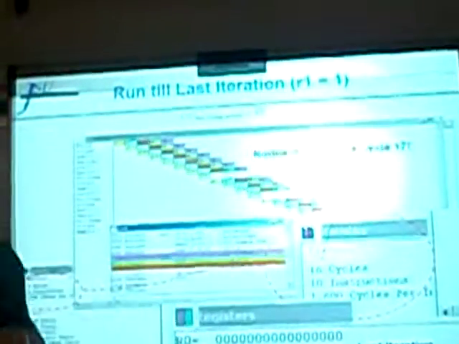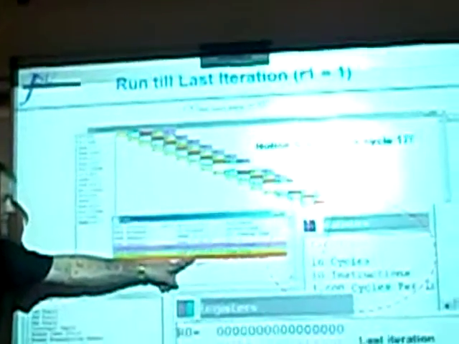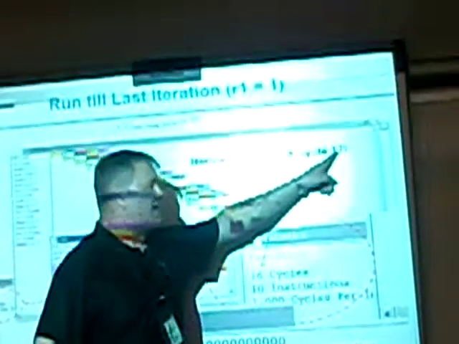F4. F4. As soon as R1 gets to 1, what do I know? It's the last loop iteration. When R1 is 1, I know that's the last iteration because that's my branch comparison down here, right? Okay. Then I notice that I'm at 16 cycles, which puts me at what clock? 17. All right. Then what?